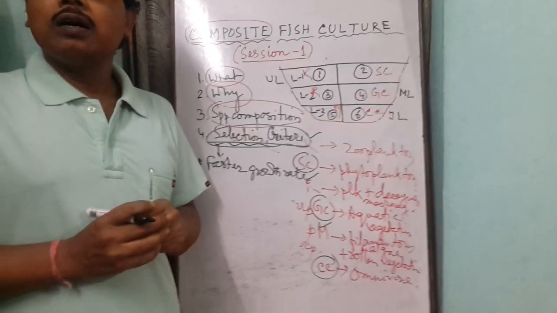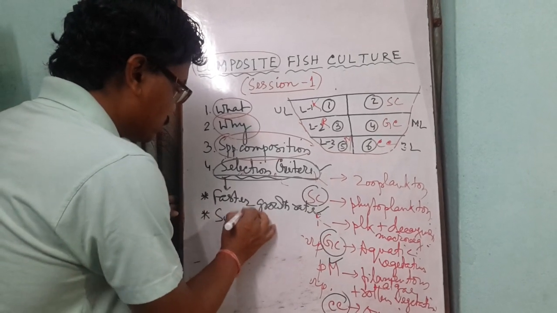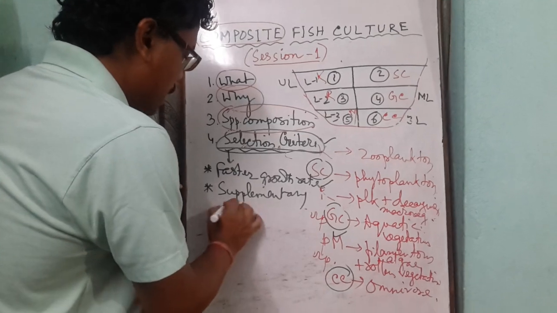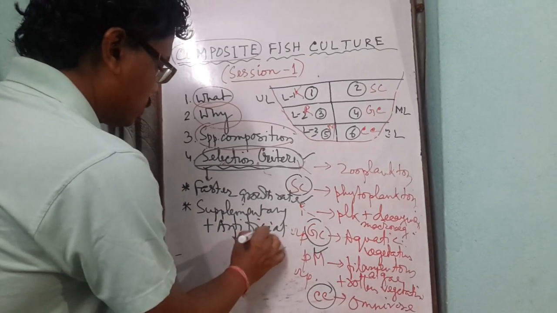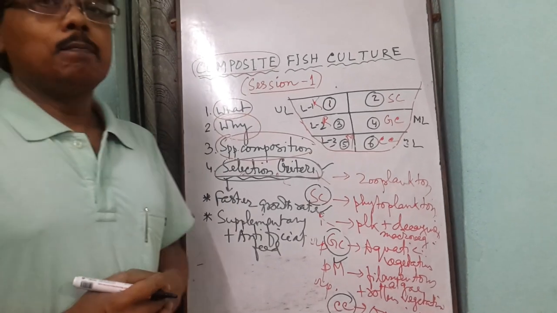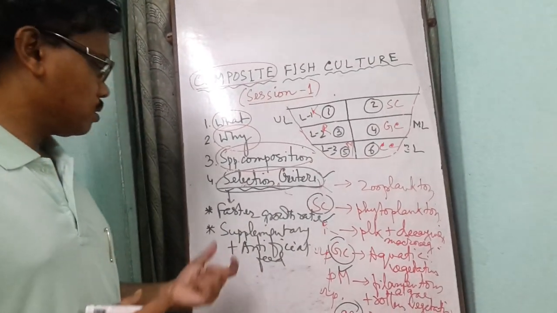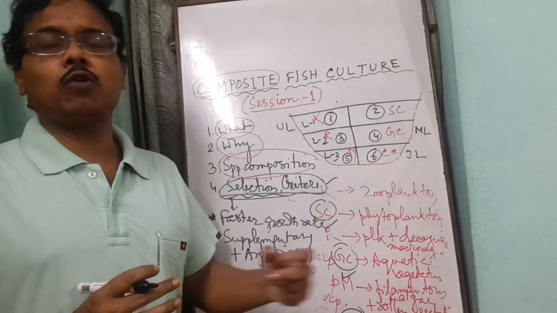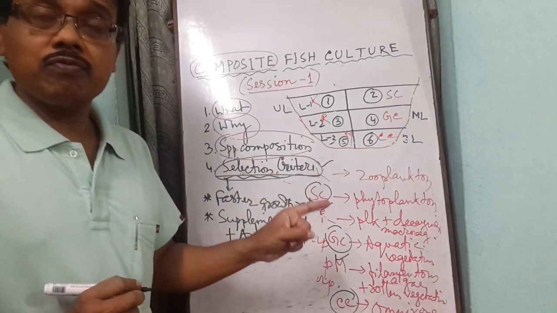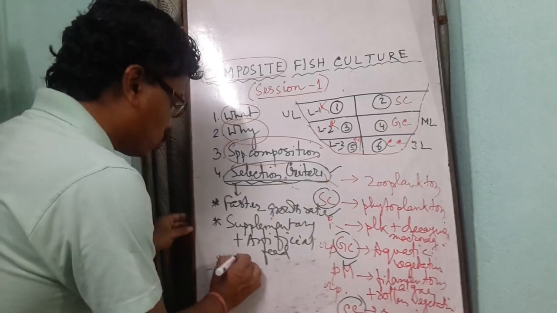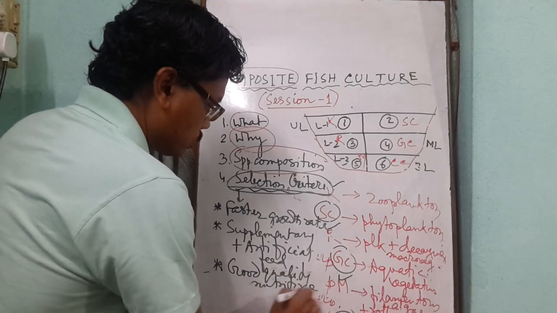In addition to the natural feed, they must have the capability to take supplementary feed and artificial feed, because natural feed is not sufficient to make their growth faster. They must take the supplementary feed and artificial feed for their proper nutrition and faster growth. These species must have good quality nutritive value.